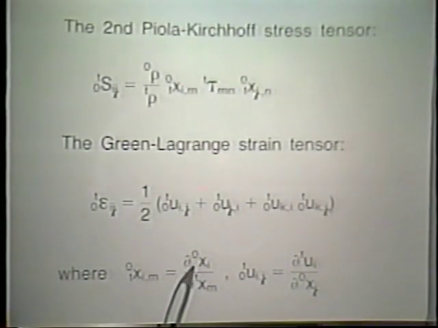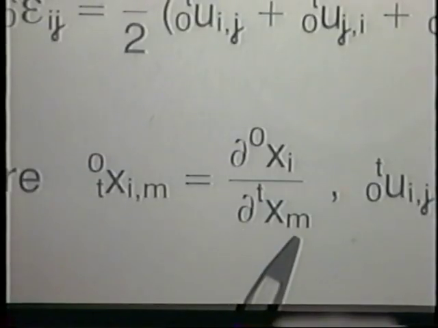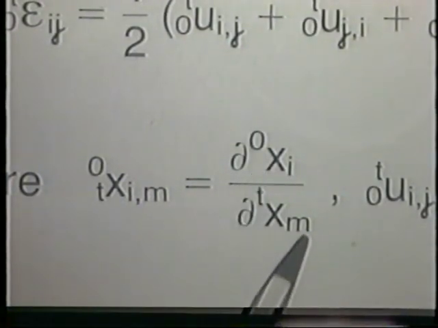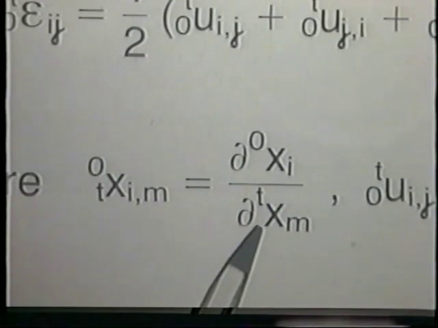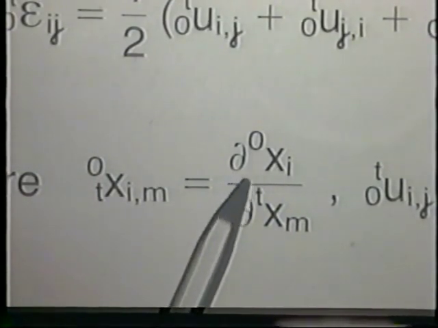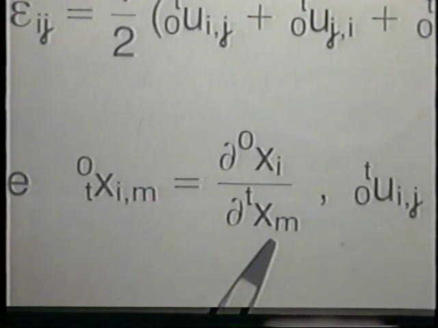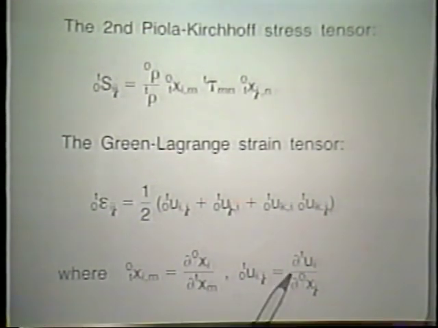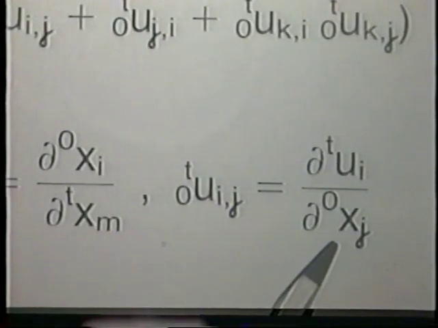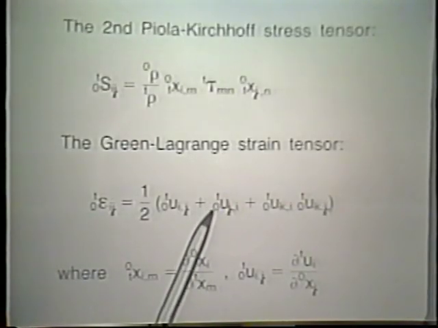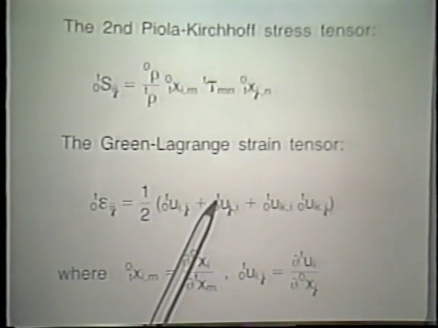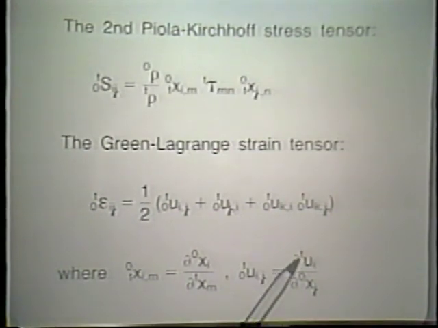It's defined as the partial of 0xi with respect to txm. Notice that this coordinate, of course, is assumed to be given, and that one here is also assumed to be given. Notice, of course, that txm is equal to 0xm plus the displacement that has occurred. Notice that this differentiation here is defined as given here. Partial tui with respect to the original coordinates. So this lower 0 here refers to the fact that we're differentiating with respect to the original coordinates. This upper t here means that we are differentiating the displacement at time t.